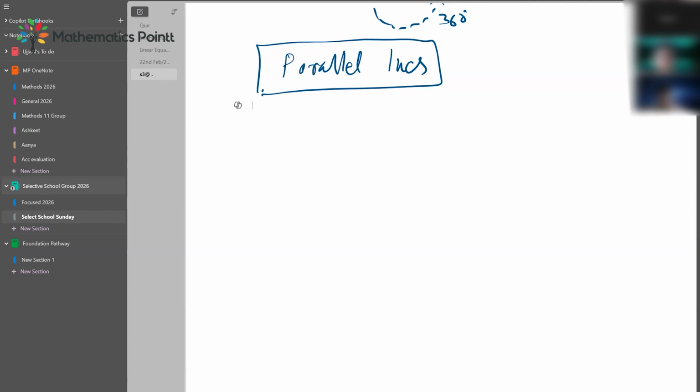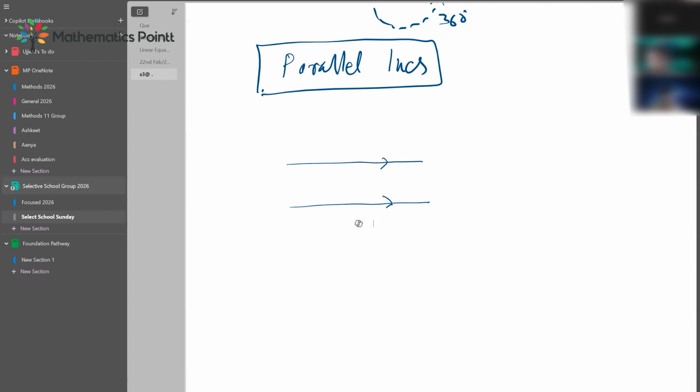So when two lines are parallel, obviously they don't meet at any point. In the world of geometry, parallel lines are represented by these arrows. So whenever you see arrows across two lines, that should tell you that they are parallel lines. Number one.